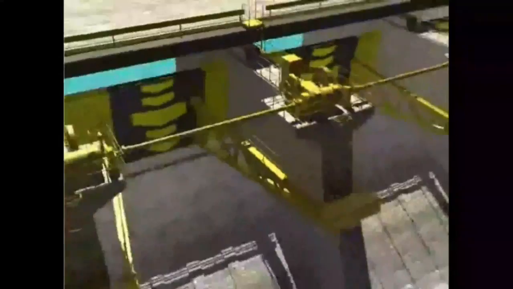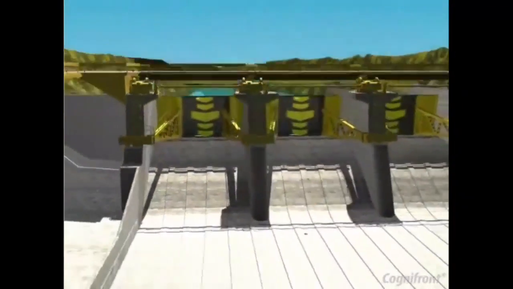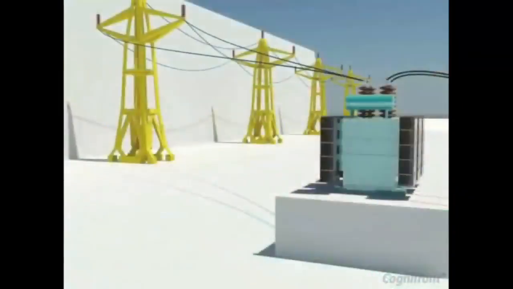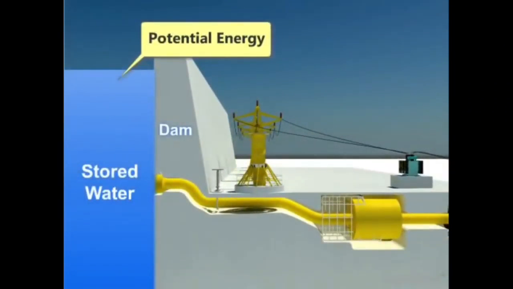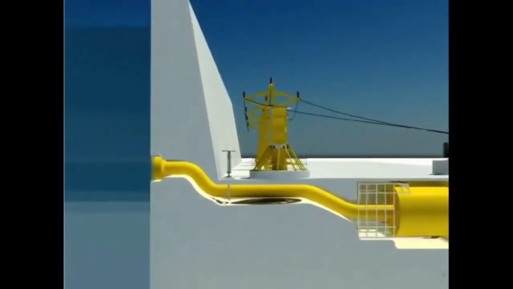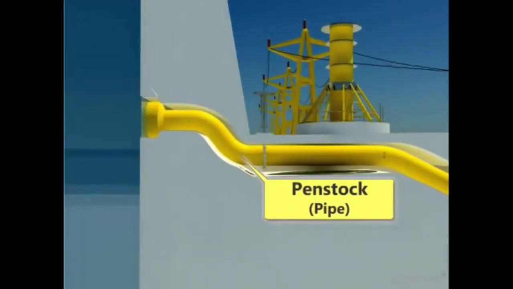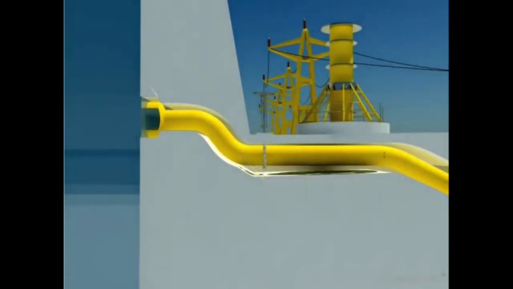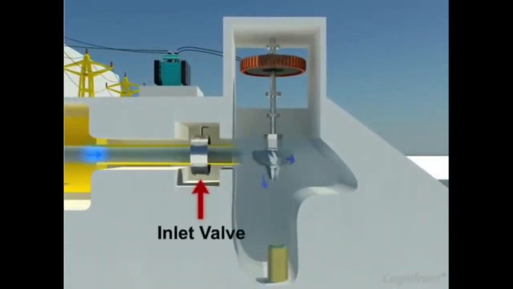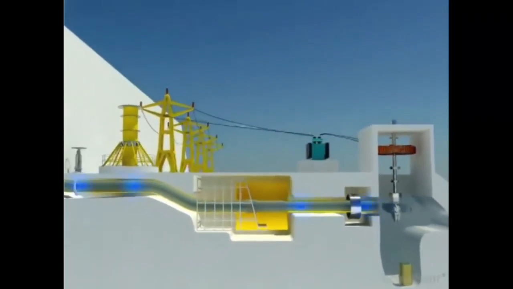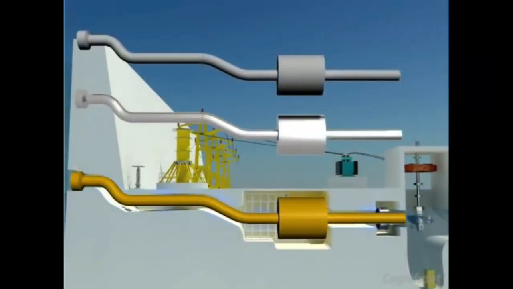A dam is constructed across the flow of water, so it will result in the formation of a reservoir on the upstream side. Here water under high pressure, that is potential energy, will be present. Water will flow under high pressure through this pipe, the penstock, which is of larger diameter. It is controlled by using the inlet valve. These penstocks are made of either concrete or steel.